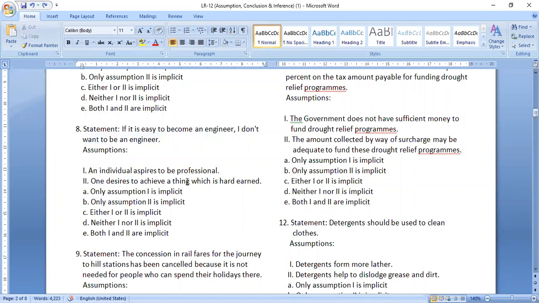See, first of all, one desires to achieve a thing which is hard earned. Now, one could refer to this person. You could always refer to yourself as one. You could say something like, one didn't want to wake up in the morning so early. The one could be you. You could refer to yourself as one. Of course, it's literal, and I don't think that is what they're doing here. I don't think that they're referring to this person as one. You could do that, but I don't think that they are doing that.